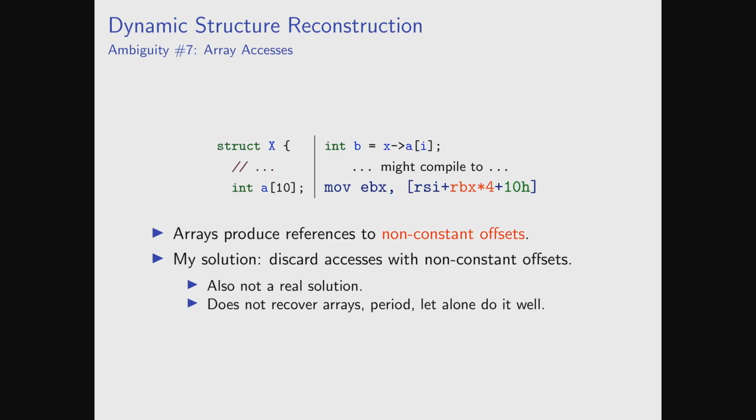And finally, array accesses produce non-constant offsets. Here we have this RBX times 4 within the memory access. I have it in mind for the future. I have some ideas for what to do about this, but for now I'm just not handling this case at all. I just punt anytime we see an access with a non-constant location, just throw it away. No, it's not a real solution, obviously.